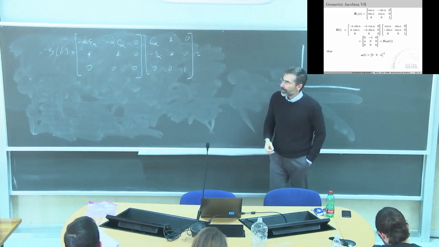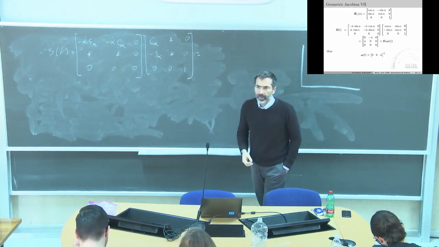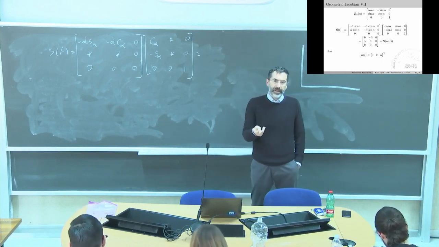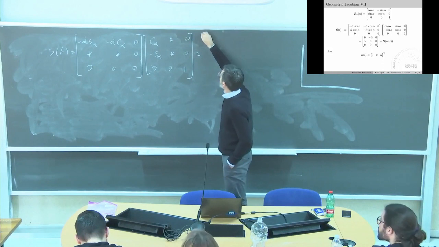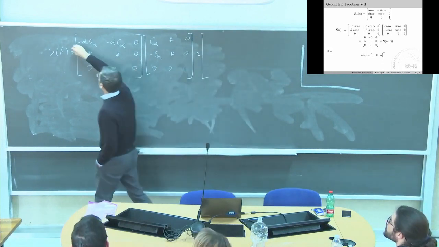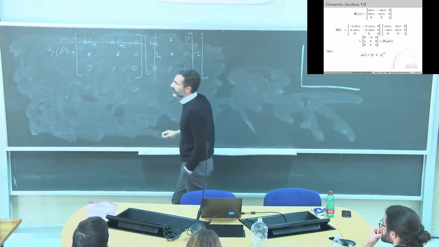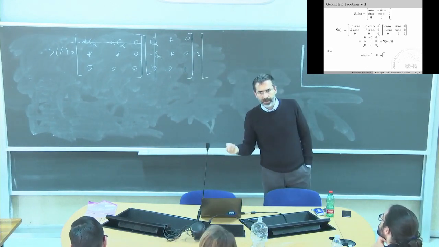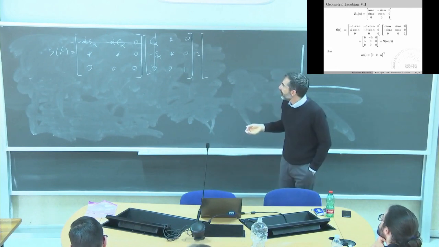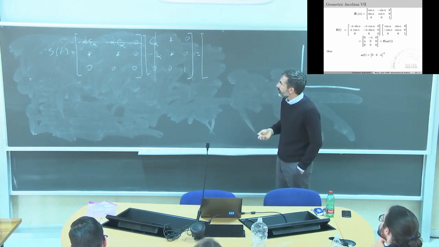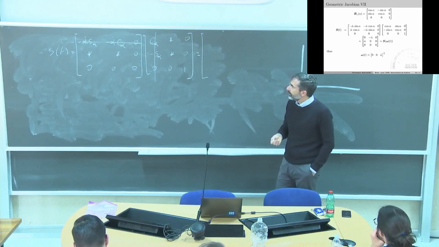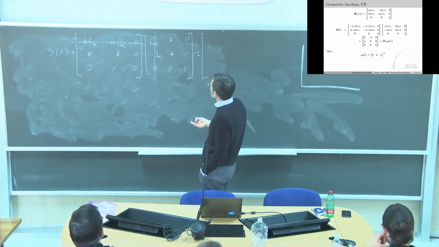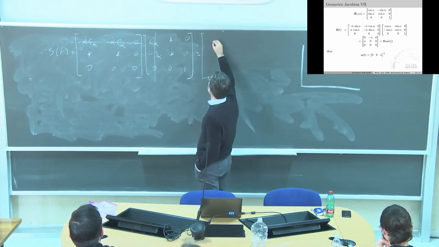So I need to make the multiplication of those two matrices, 3 by 3. I just want to check the first element. The first element is given by the scalar product of the first row of the first matrix multiplied by the first column of the second matrix. Okay? Yes. And the result should be 0. Is it 0? Yes.